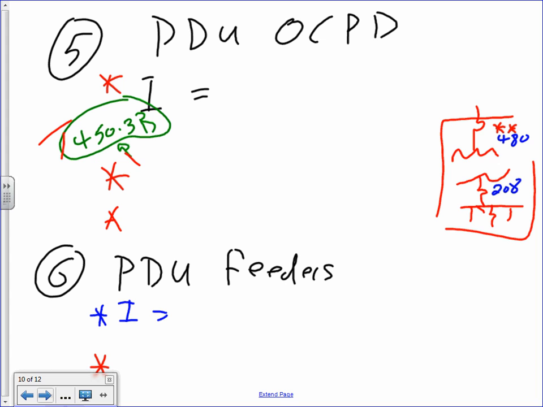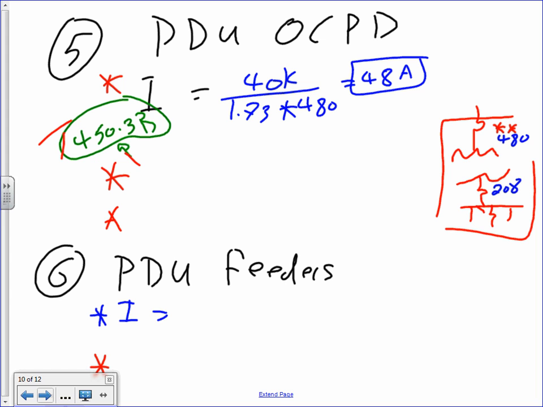So let's go find the full load current here. Here's my 40K divided by 1.73 times, remember, we're still on the primary side, so we're still 480. And that will give me exactly what we got before. This amps, right? 48, we got this.